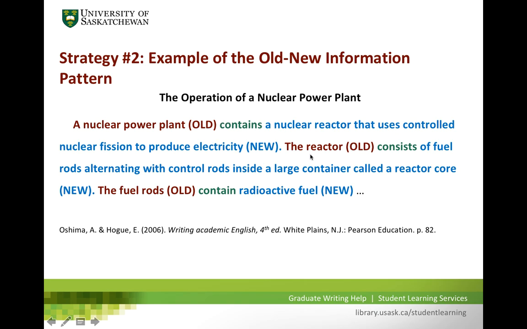The second sentence begins with the reactor. Now this too is considered old information because it isn't the first time the reader has heard about it. This idea was introduced in the previous sentence, a nuclear reactor. Now it's old information because it's the second time the reader is hearing about it. Then we have our verb, consists, and then we have new information. And the last sentence begins with the fuel rods. This information is old because it's picked up from the previous sentence where fuel rods were introduced. And then we have our verb and new information. So you can see then this is how the old new information works. It's a way of linking sentences and improving flow.